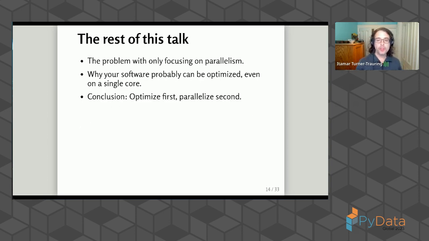And so the rest of this talk is a counter-argument against this way of thinking. We'll start by talking about why focusing only on parallelism can be a problem. I'll argue that your software probably can be optimized, even on a single core. You could probably make it run much faster. And what that suggests is you should first optimize your software, first try to make it run quickly on a single core. And then once you've spent the effort on that, you should focus on parallelizing it.